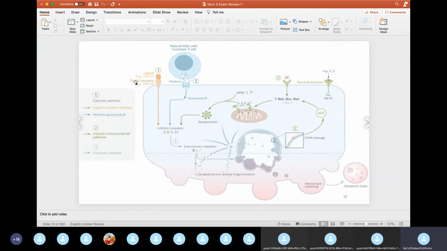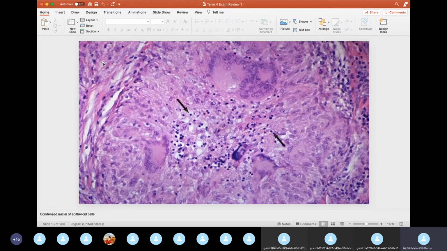Okay, so this is just a pathway that I've talked about. This is a summary pathway. Extrinsic and intrinsic, okay? Now let's talk about necrosis. Look at this one here. What can you, no. This is apoptosis, I'm sorry. So look at the arrows. They're pointing at apoptotic bodies. So here you have epithelial cells, you have condensed nuclei. These are your apoptotic bodies, okay?